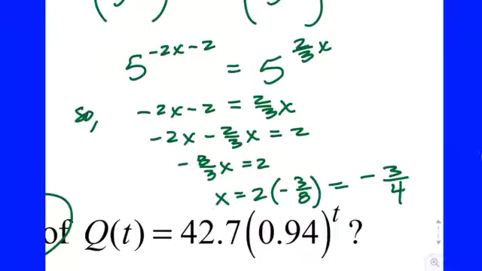Well, 2 is how many thirds? Multiply by 3 over 3, and you get 6/3. So minus 6 minus 2 is minus 8/3 equals 2. And then you multiply both sides by the reciprocal of negative 8/3, and you get x equals 2 times negative 3/8. And, of course, when you multiply that, you get negative 6/8, which simplifies to negative 3/4.